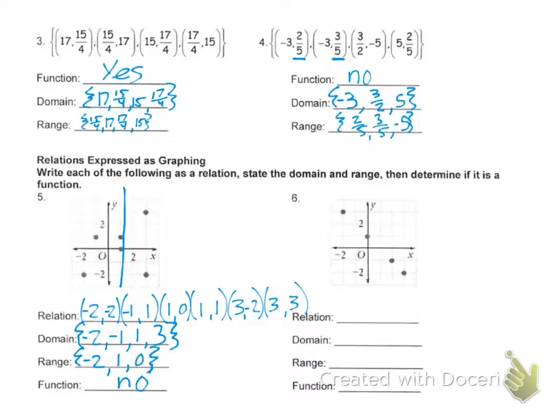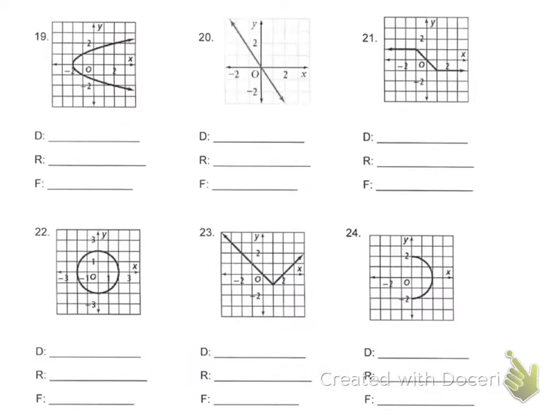Guys, we're going to skip writing the points, domain and range for number 6. Is that a function though? Yes. And is it 1-to-1? Yes, because it passes both horizontal and vertical line tests. For these next couple, we'll say what's the domain, the range, and is it a function, and was it 1-to-1 or not.